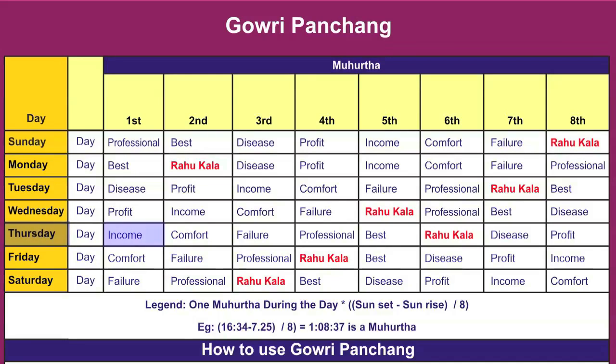It says income. Each Muhurta has a distinct quality which is described in the key below the table. You know that the first Muhurta is from 6:52 to 8:11 a.m. and that it has the quality of income, which is good for business transactions, banking, or anything related to generating income. Follow this process and you'll see the second Muhurta is comfort, and so on for the rest of the day.